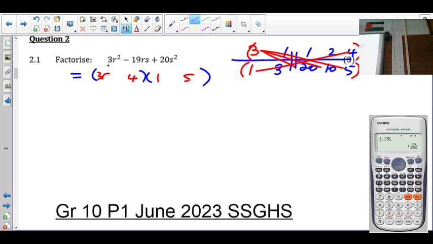So there's R squared, so it's R and R. There's an S squared, so it's S and S. What about our signs? Same signs. Both has to be negative. Okay.